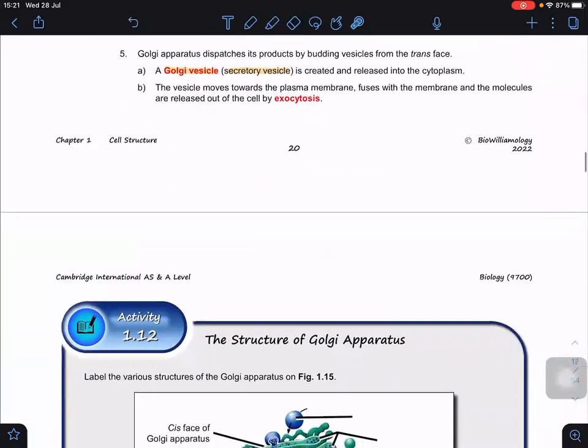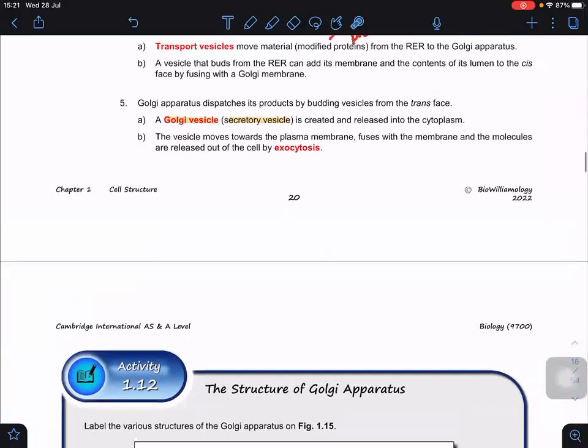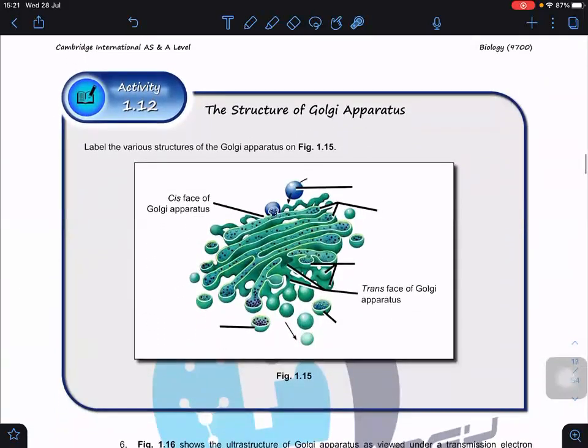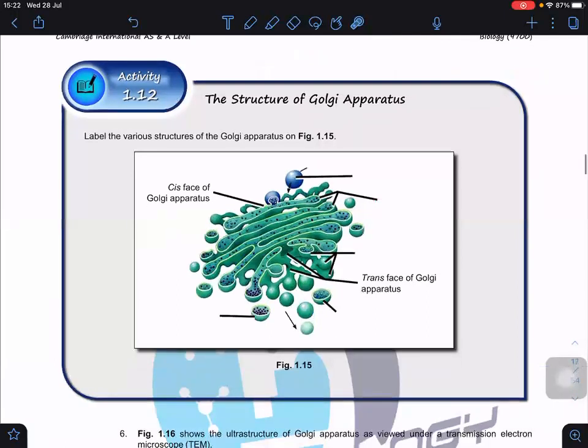Before we continue with the cis and trans face, you can look at this diagram. You realize that this is the cis face, the one that receives the transport vesicle. Then you can see the trans face, which is the one where vesicles bud off and form the secretory or Golgi vesicle. I'll give you 5 minutes to label the diagram, and then I'll disclose the answer.